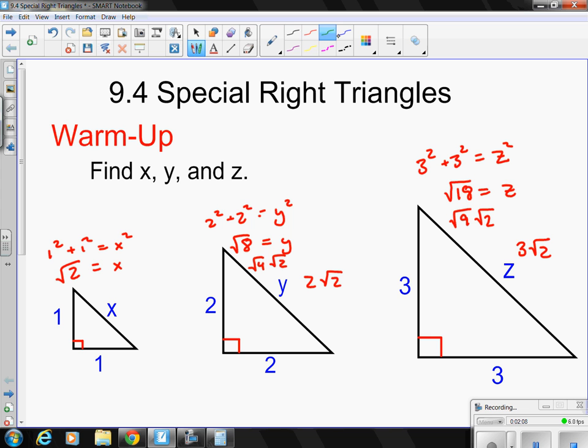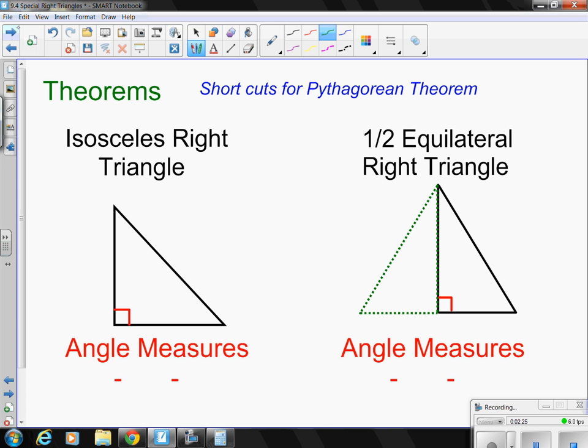So hopefully you'll see the pattern. You could think of this as 1 times the square root of 2, 2 times the square root of 2, 3 times the square root of 2. And we can generalize this pattern into this first theorem about isosceles right triangles.